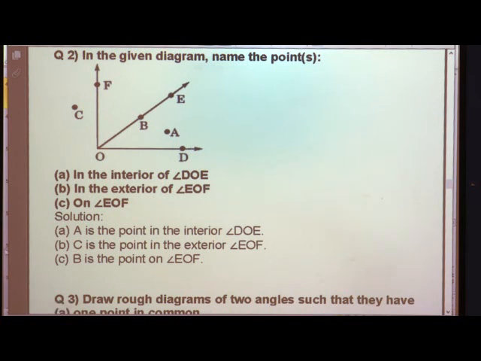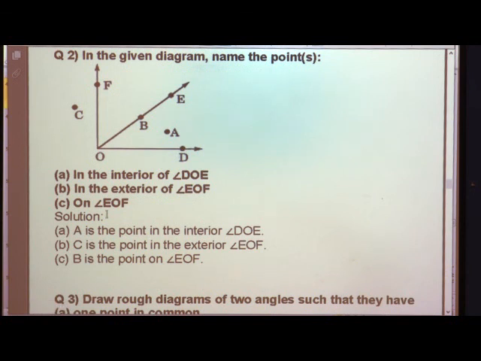Second question, in the exterior of angle EOF. Exterior means outside. So, where is the angle EOF? Here is the angle EOF. Now, we have to find the point which lies in the exterior of angle EOF, which means outside. So, which is the point lying outside the angle EOF? It is point C. So C is the point in the exterior of angle EOF.